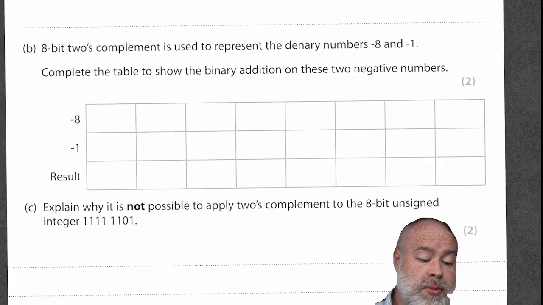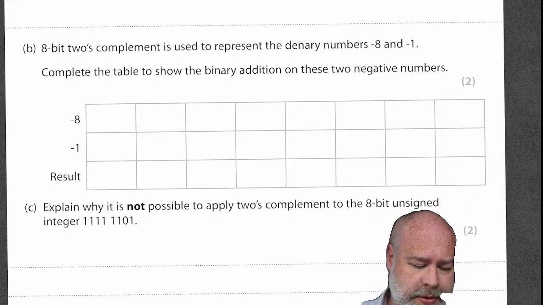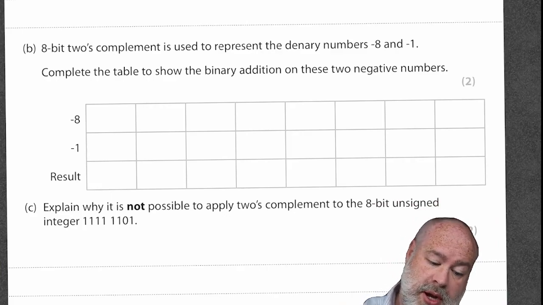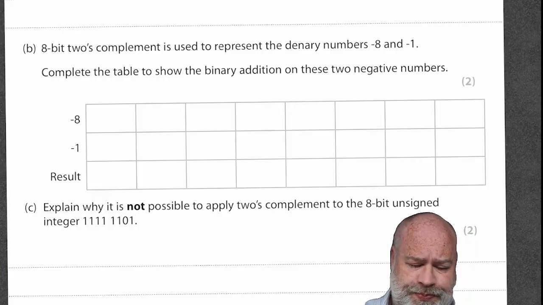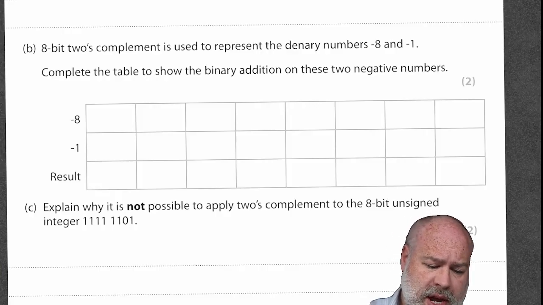8-bit 2's complement is used to represent the denary numbers -8 and -1. Explain why it is not possible to apply 2's complement. So there are 2 questions here related to 2's complement, which was the previous video that I did on negative numbers.